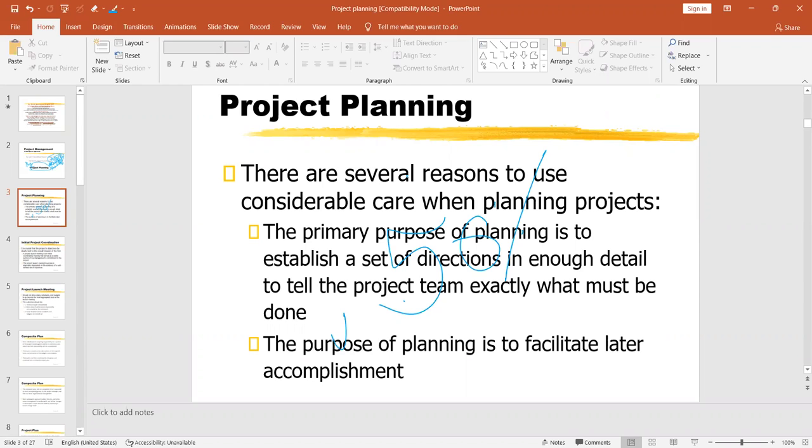So what do we have within the plan? The primary purpose of planning is to establish a set of directions in enough detail to tell the project team exactly what must be done. So you see that these are predetermined rules, predetermined regulations, predetermined policies and procedures, what is known as a set of directions: what you will start first, what will be the second, what will be the third, when you have to recruit staff, when you have to recruit engineers, architects. These are all decided earlier so that you can go ahead maintaining time, maintaining cost, and also ensuring quality.